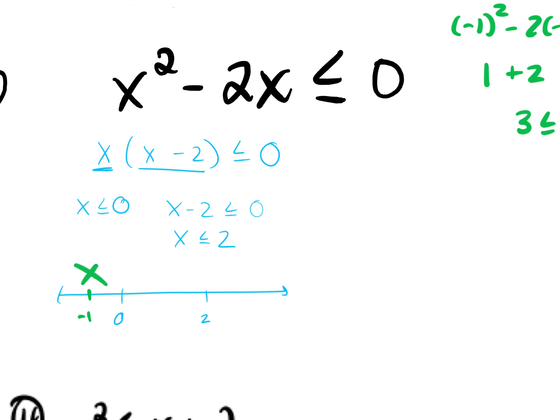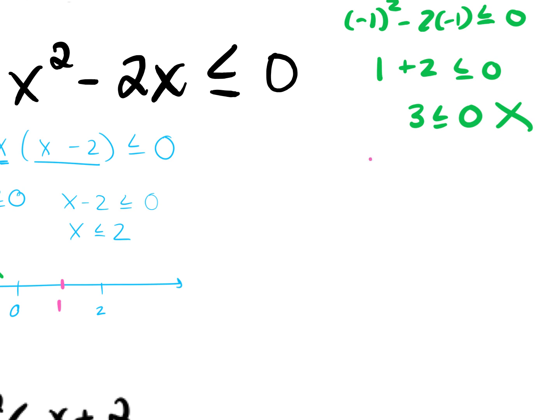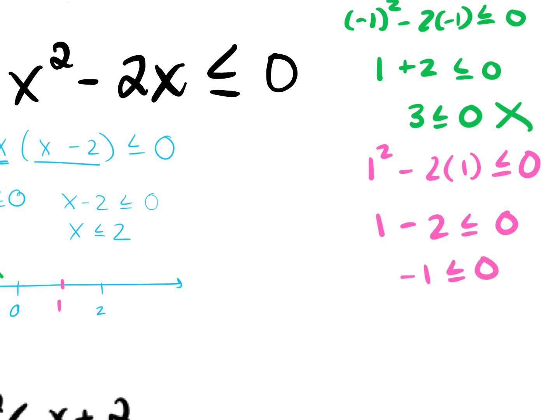Let's check inside. What's a number in between 0 and 2? 1. So let's plug in 1. We have 1 squared minus 2 times 1 is less than or equal to 0. So 1 minus 2 is less than or equal to 0. Is -1 less than or equal to 0? Yes, so that works.